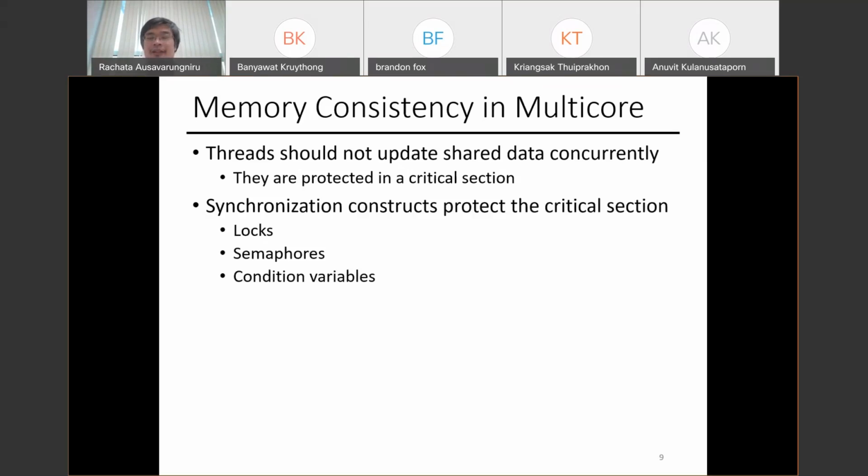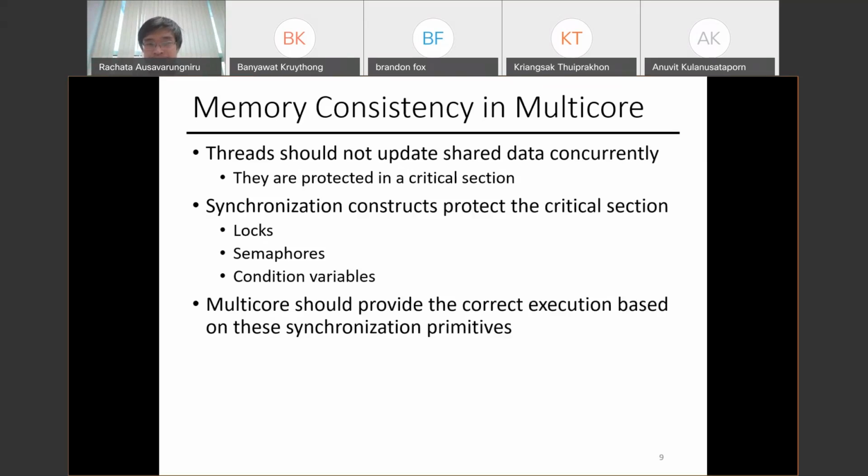In C, and in different languages, there are multiple constructs that you can use to protect the critical section. Things such as locks, semaphores, or conditional variables are designed to protect the critical section. And a multi-core processor, when you run, say, Dota, should provide this correct execution order based on these primitives. If you write the Dota 2 game, you want to make sure the case I mentioned earlier never happens.